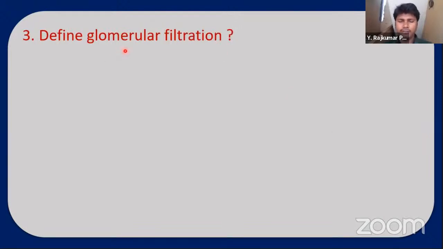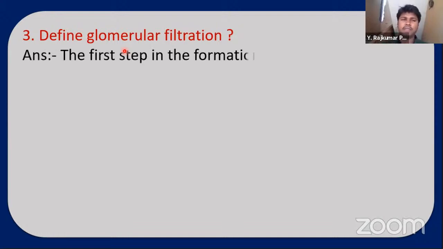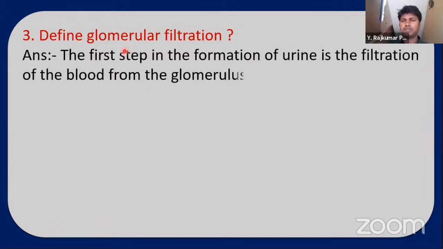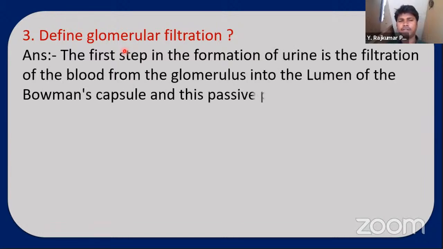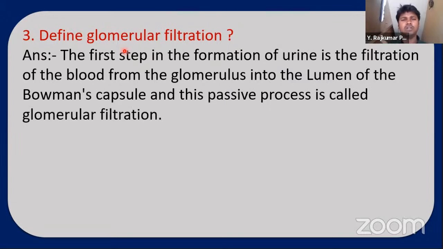Define glomerular filtration. So when we learn about the formation of urine, we have studied that there are 3 steps, right? The first step is the glomerular filtration. Let's see what this is. The first step in the formation of urine is the filtration of blood from glomerulus into the lumen of the Bowman's capsule, and this is a passive process called glomerular filtration.